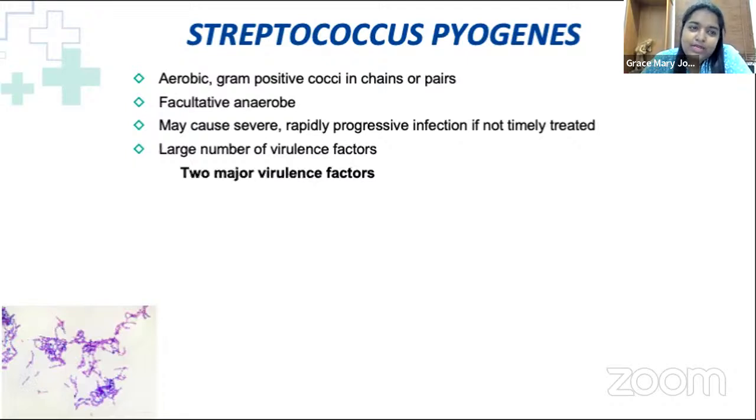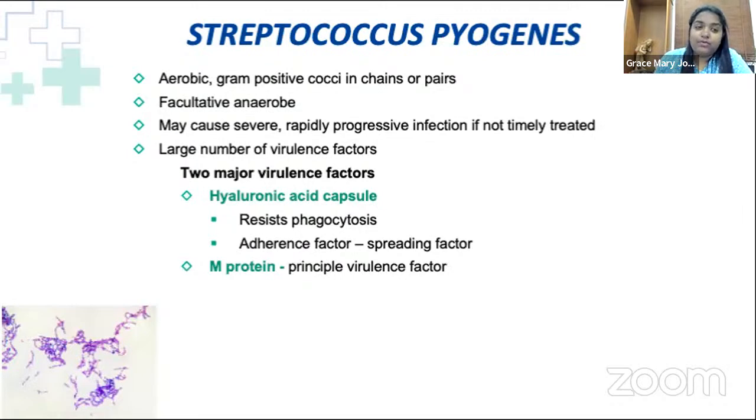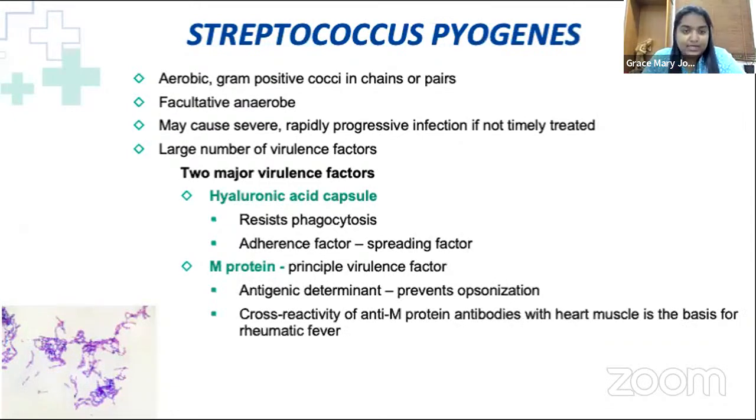The two major virulence factors are, first, the hyaluronic acid capsule. Whenever you have hyaluronic acid, it helps you go from tissue to tissue. It gives invasiveness and resists phagocytosis. It helps in spreading the infection. The other major factor is that pyogenes has M protein, which is considered the principal virulence factor, and it is also an antigenic determinant that prevents opsonization.